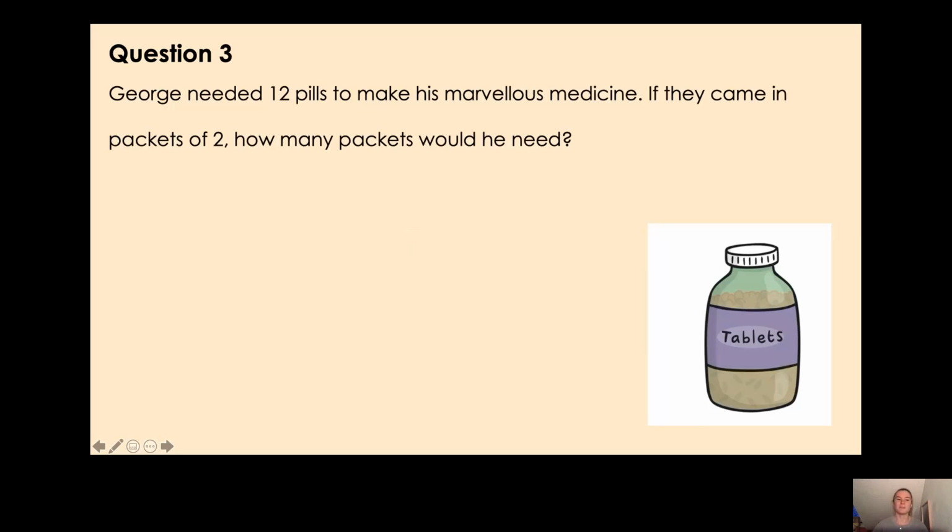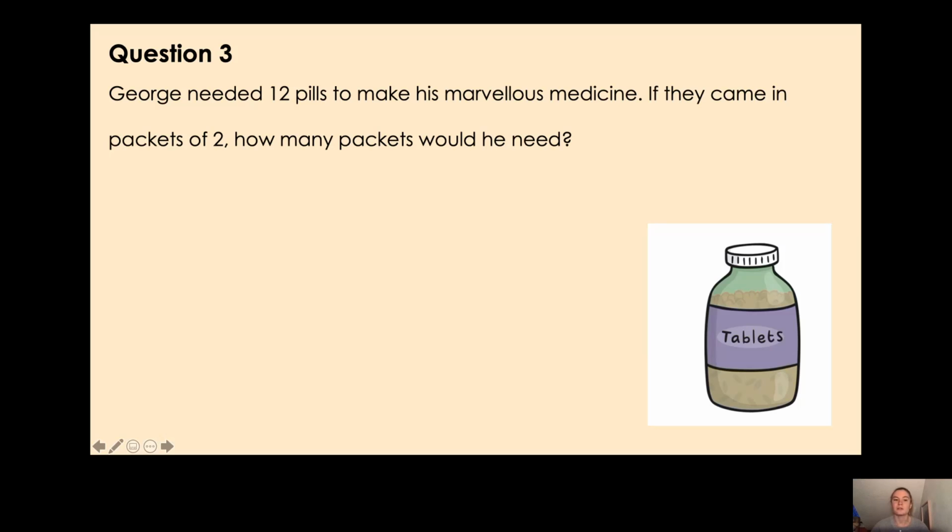Okay, the next question. George, in George's Marvellous Medicine, remember when we read that before Christmas? George needed 12 pills to make his marvellous medicine. If they came in packets of 2, how many packets would George need? So they each come in packets of 2, and George needs 12 pills to make his medicine. Are we going to need addition, subtraction, multiplication, or division? Pause the video now and have a go.